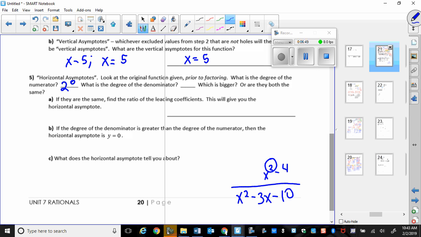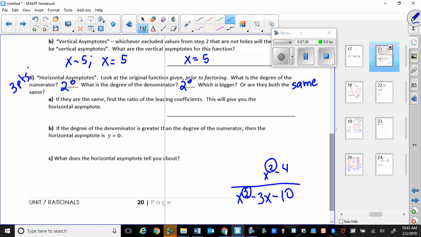What is the degree of the leading coefficient in the bottom? It's a 2-degree polynomial. If they are the same, which is bigger? Or are they both the same? They're the same. Okay? So that's 3 points right there. You're either going to write neither is bigger, they're the same, or you're going to write the numerator or the denominator.